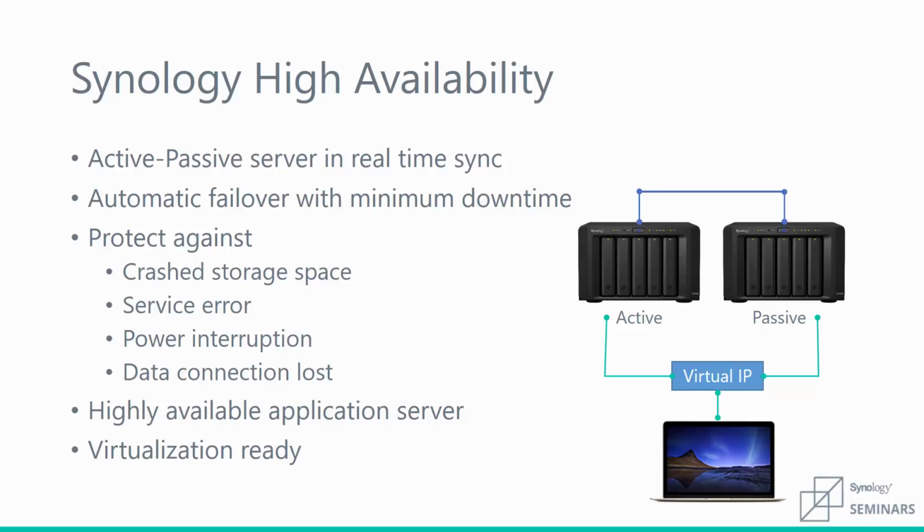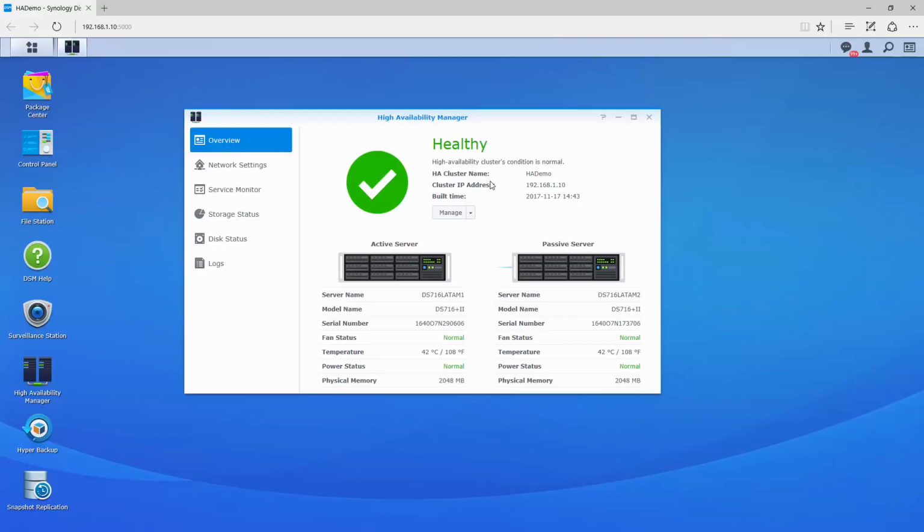As you can see here up on the screen, the active server is no longer getting a connection from the virtual IP address, and it will fail over and the passive server will become the active. All Synology packages work in this high availability configuration, and it is fully virtualization ready. I'm actually going to jump into a demo once again and show you exactly how high availability works.